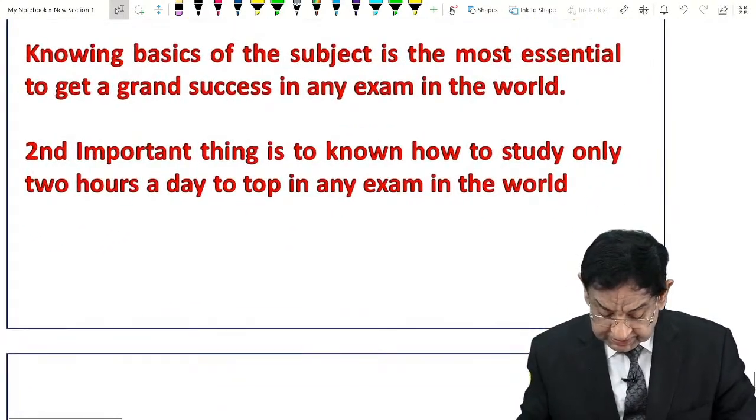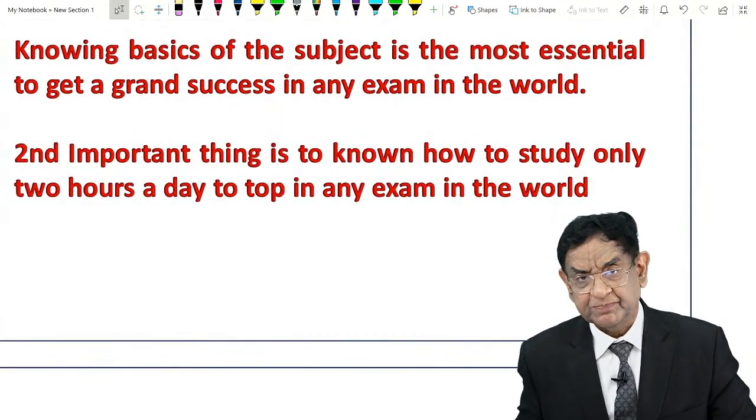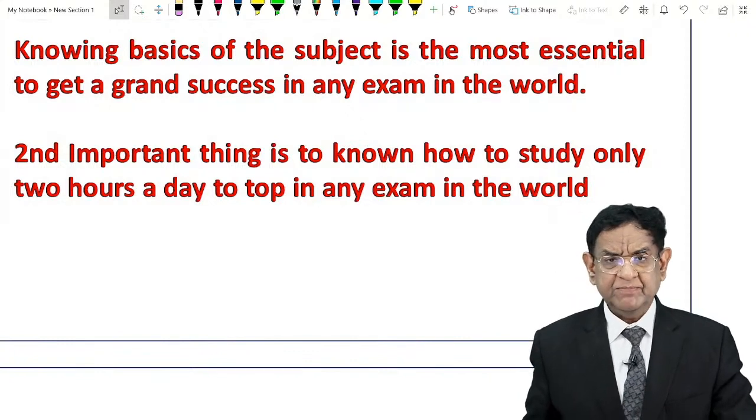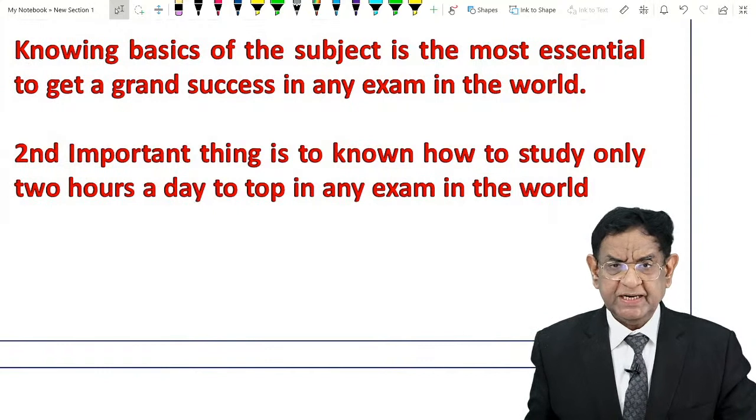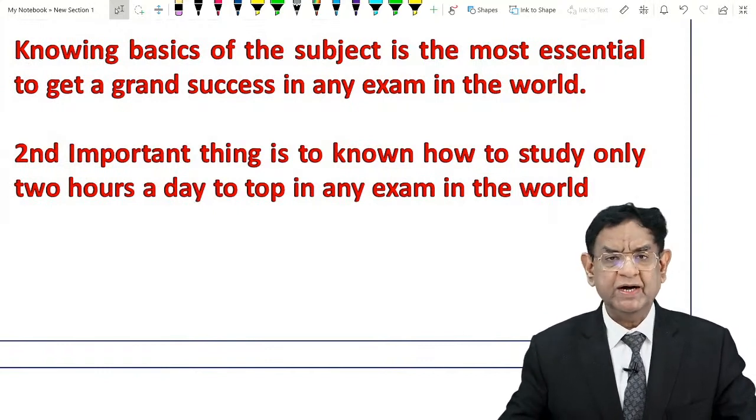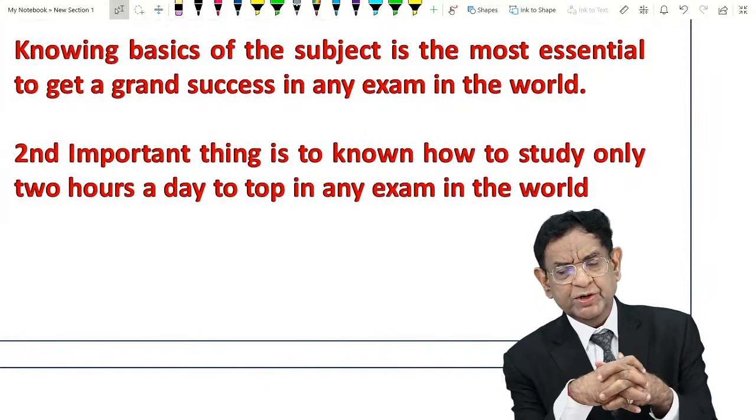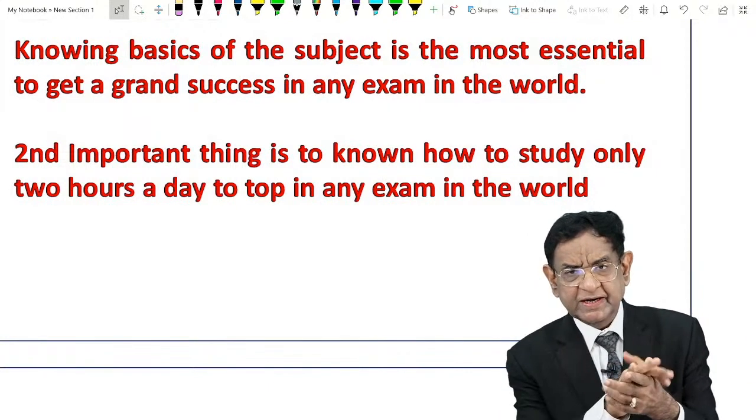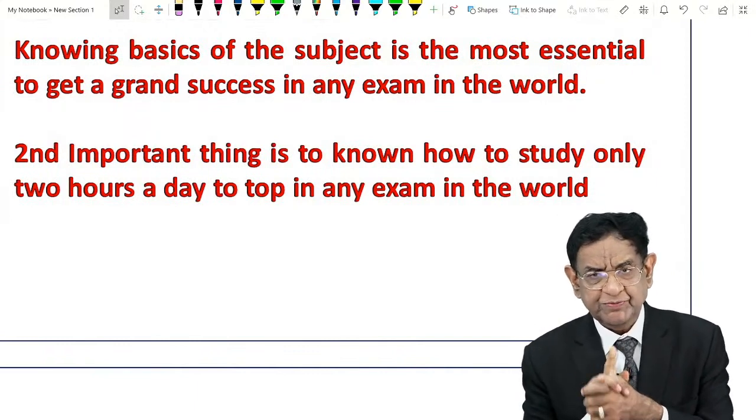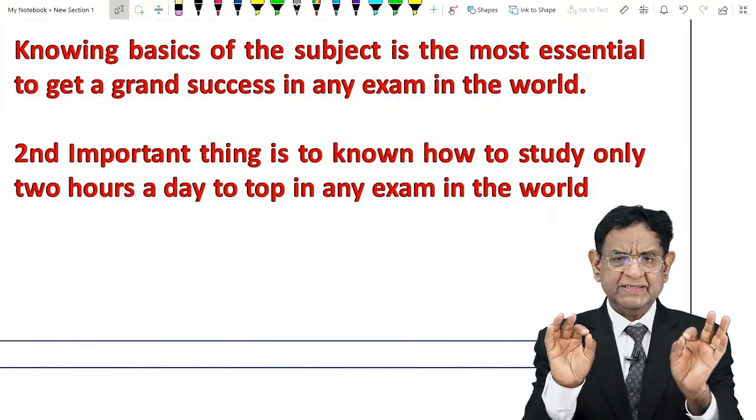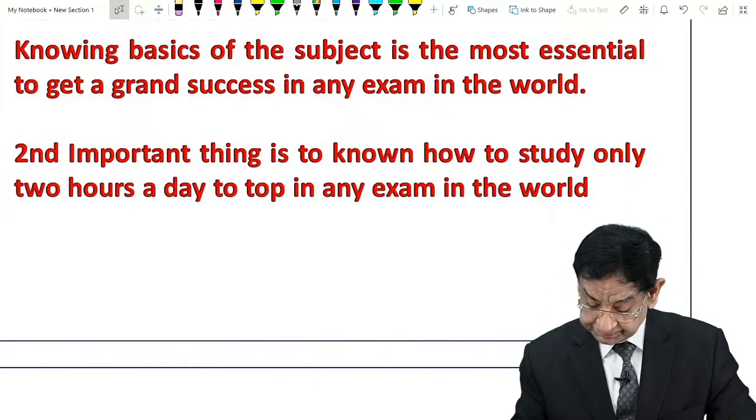Well, friends, knowing the basics of the subject is the most essential. Whichever exam, of course at MD level, basic concepts are required. Even in PG entrance, basic concepts are required. Now every exam is going to have clinical based questions which are relevant at every step. So if you want to reach the top level, whichever exam you are writing, your basic concepts should be very, very strong.